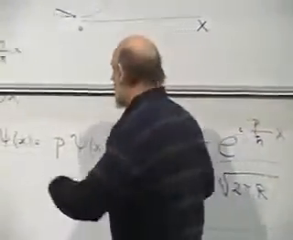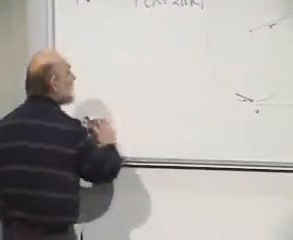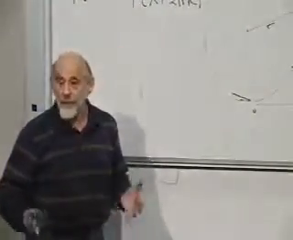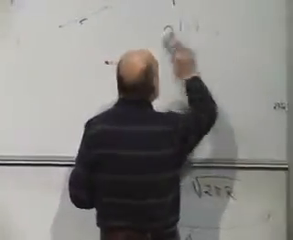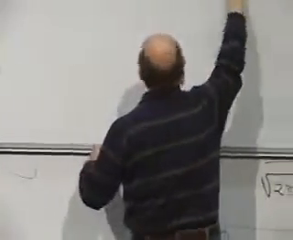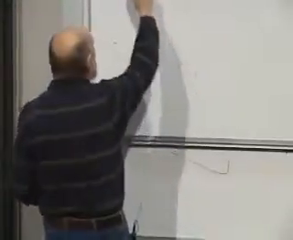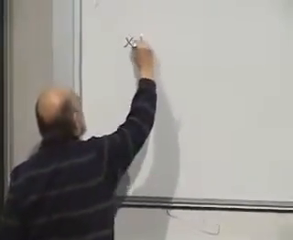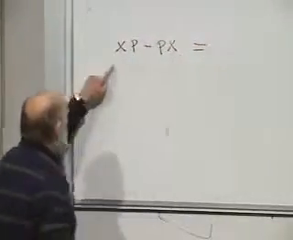We can check that. We can just do the calculation of multiplying p times x and x times p and see if we get the same thing. So let's do that. And in the process, we'll find out exactly what xp minus px is. It is not 0. So let's work it out. Here's what we want to calculate: xp minus px.